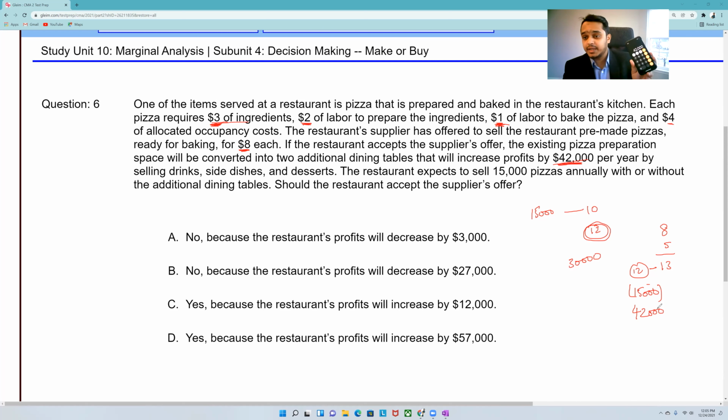42,000 is my additional revenue minus my loss, which is 15,000. It equals how much? 27,000. So my revenue previously was 30,000. Now it is going to be 27,000. What is the difference between the two? It is nothing but my revenue has decreased by 3,000. That's the first option only.